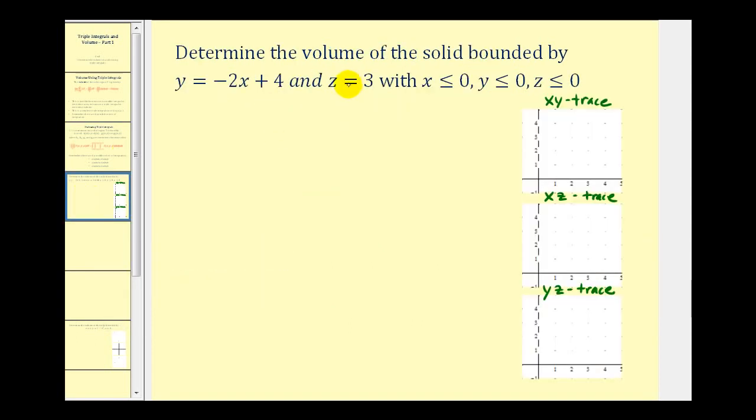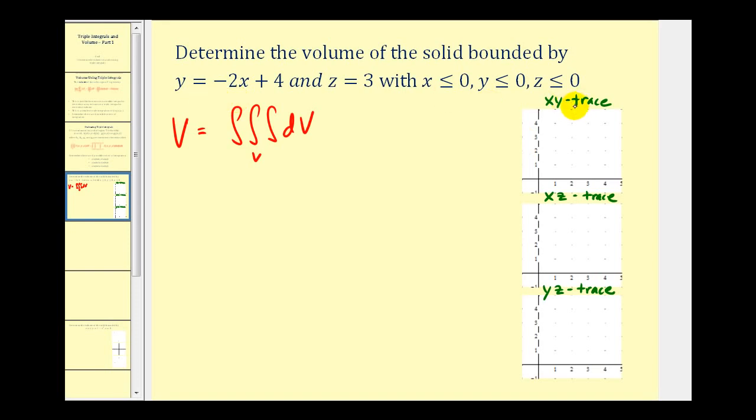Here we want to determine the volume of a solid bounded by y equals negative 2x plus 4, z equals 3, with x, y, and z greater than or equal to 0. So the most challenging part about determining this triple integral is going to be determining the limits of integration with respect to x, y, and z. And to do that, it's often helpful to first take a look at the xy trace, xz trace, and yz trace. And this example is pretty straightforward.